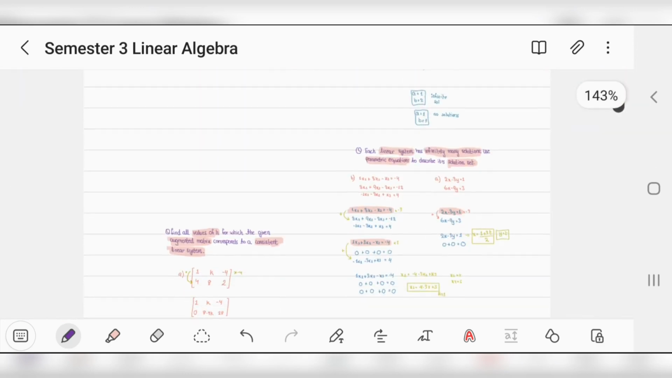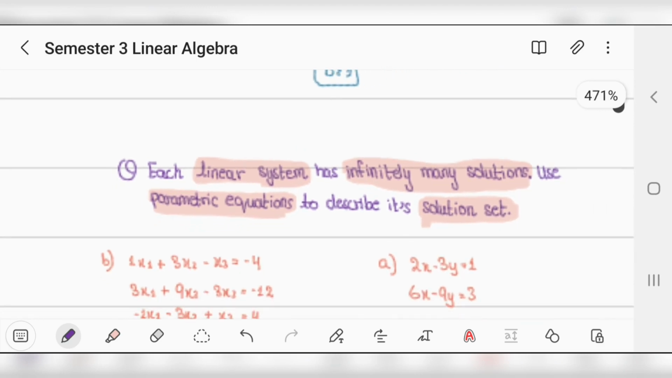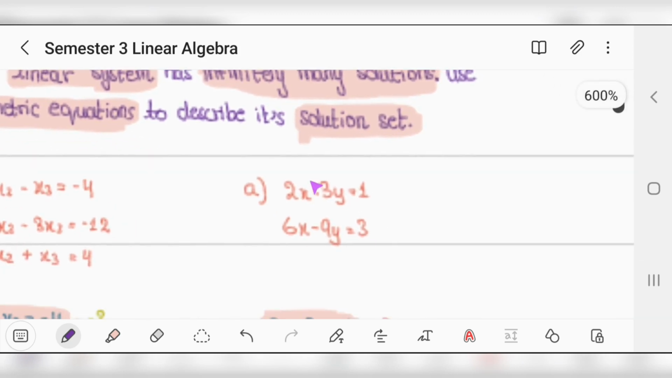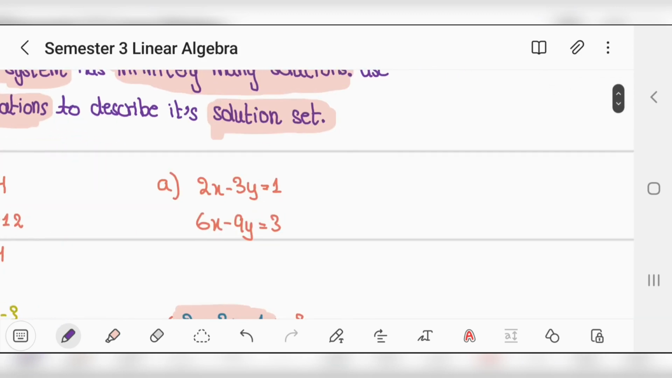Okay, we have another question. Each linear system has infinitely many solutions. Use parametric equation to describe its solution set. For example, we have this. Let me convert this in a form of matrices. So it's going to be 2, minus 3, and we have 1. Then we have 6, minus 9 and 3. Put this in a form matrix.